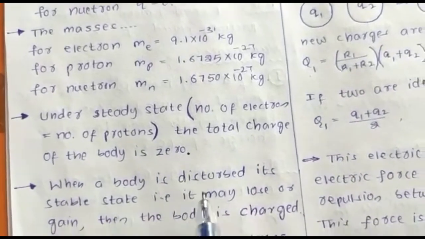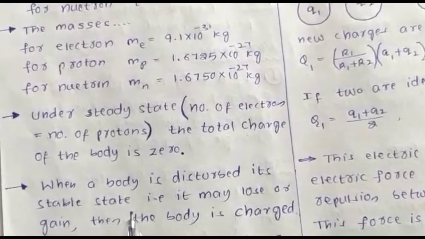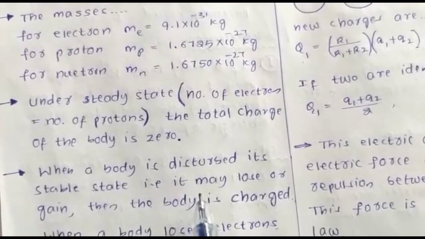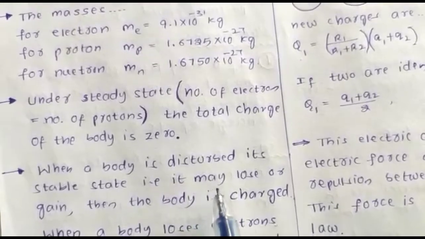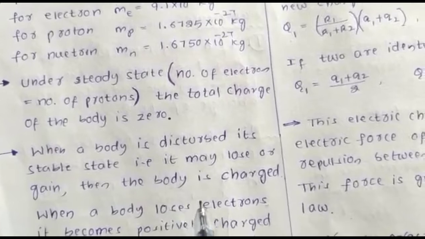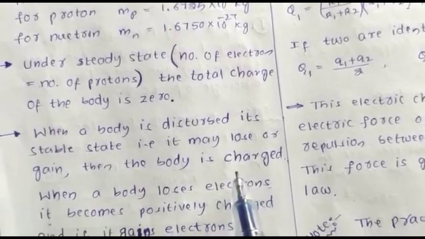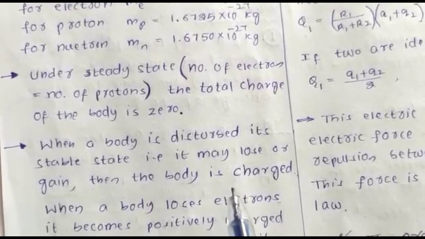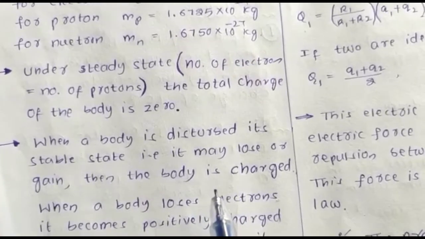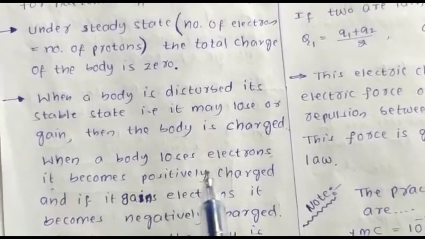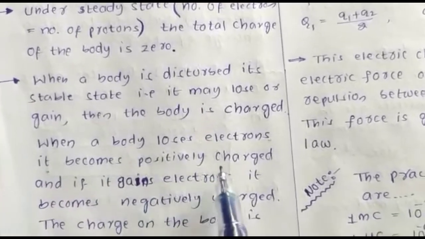But when a body is disturbed from its stable state, what is the meaning of disturbance of the stable state? It means if the body, by any process, loses electrons or gains electrons, then the body becomes a charged body. Therefore to get charge on a body, the body should either lose its electrons or gain electrons from another object. When a body loses electrons, it becomes a positively charged body.